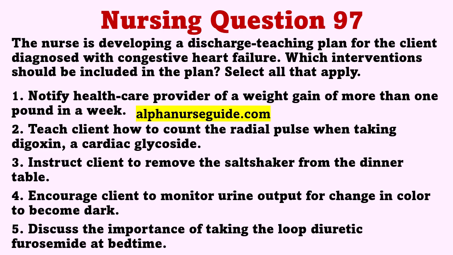The correct answers are 2. Teach client how to count the radial pulse when taking digoxin, a cardiac glycoside, and 3. Instruct client to remove the salt shaker from the dinner table. The client should not take digoxin if the radial pulse is less than 60. The client should be on a low-sodium diet to prevent water retention. The client should notify the HCP of weight gain of more than 2 or 3 pounds in one day. The color of the urine should not change to a dark color. If anything, it might become lighter, and the amount will increase with diuretics. Instruct the client to take the diuretic in the morning to prevent nocturia.